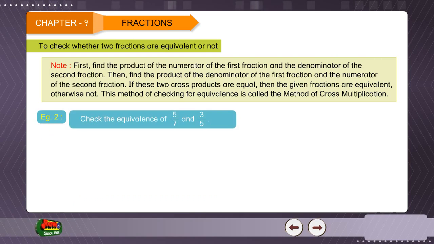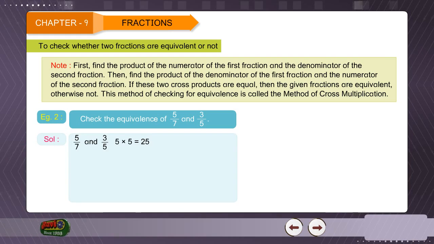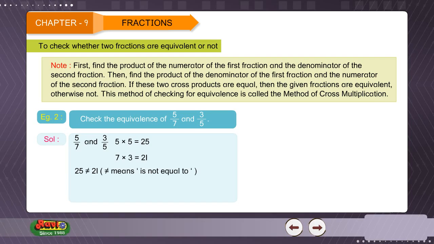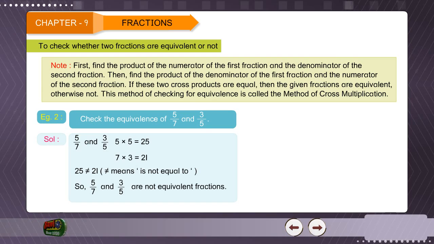Example 2. Check the equivalence of 5 by 7 and 3 by 5. Solution. 5 by 7 and 3 by 5. 5 into 5 is equal to 25. 7 into 3 is equal to 21. 25 is not equal to 21. So, 5 by 7 and 3 by 5 are not equivalent fractions.